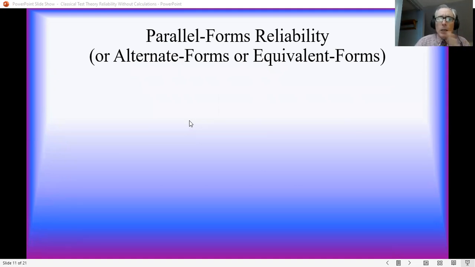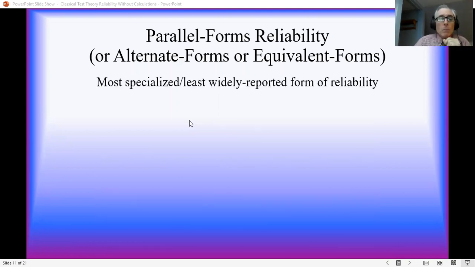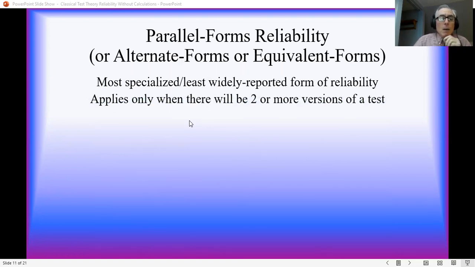Again, this one has several names depending on whose textbook you're reading, and that's not my fault. But this is the most specialized one. This is the one you will encounter the least, and even if you go into the test development business, you may or may not ever have to deal with it. This one applies only if you're going to try and have at least 2 different versions of a test, which is to say, all the items on the test are different, but it's supposed to be the same test, which is to say, no matter which one I take, I should get pretty much the same score.